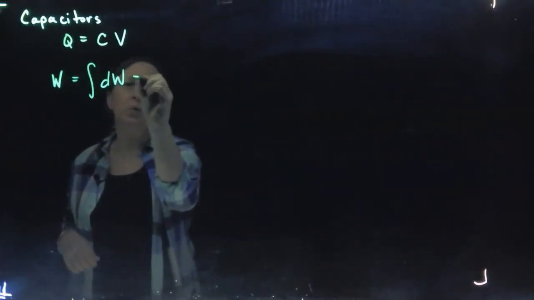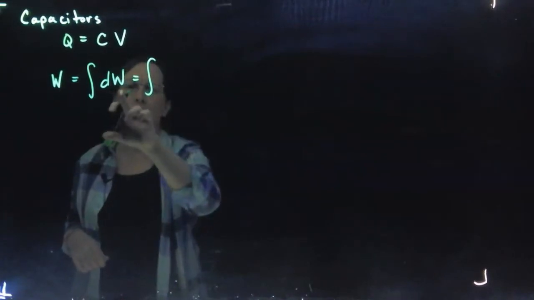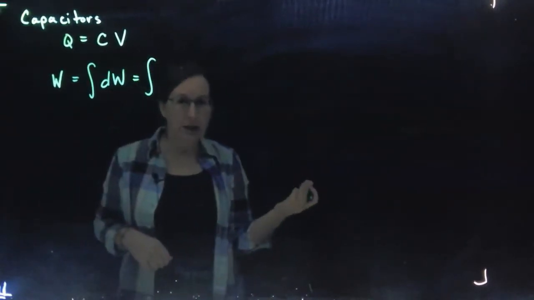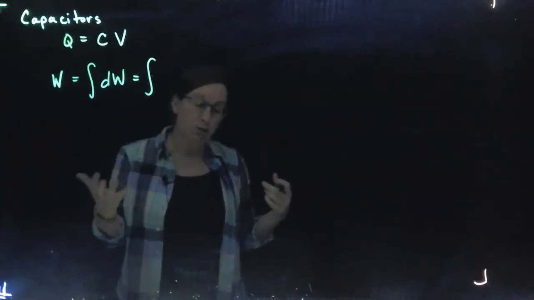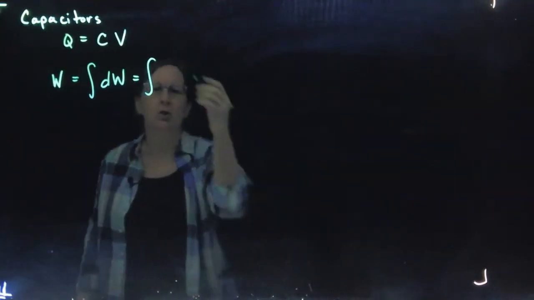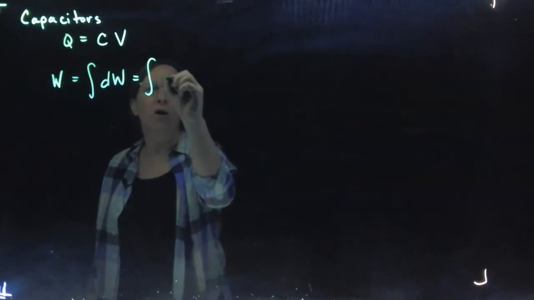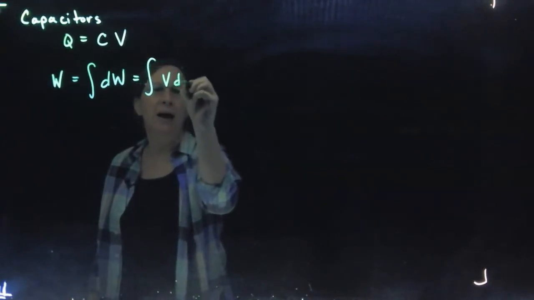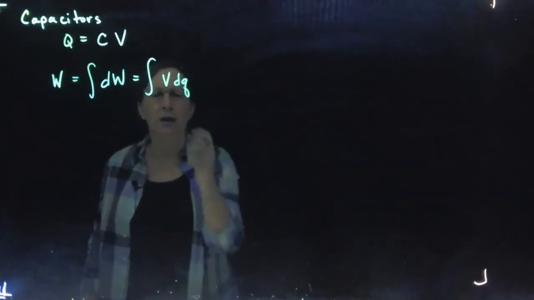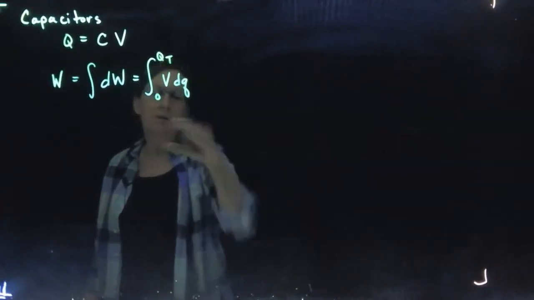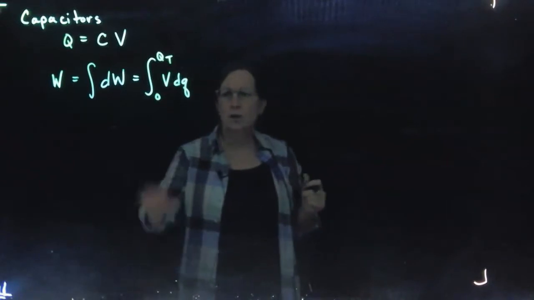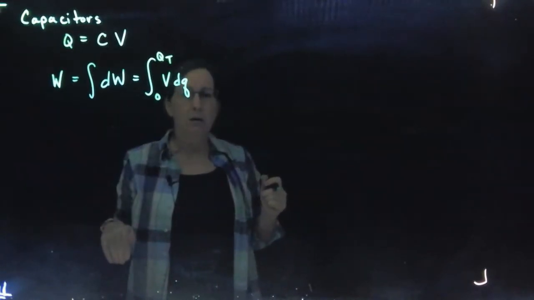So our work, or our energy if you like, is related to our voltage, our electrostatic potential. And if we have our V, and then we keep adding little charges, then as we get our total charge, that will allow us to find our work. Now this voltage does depend on the amount of charge.